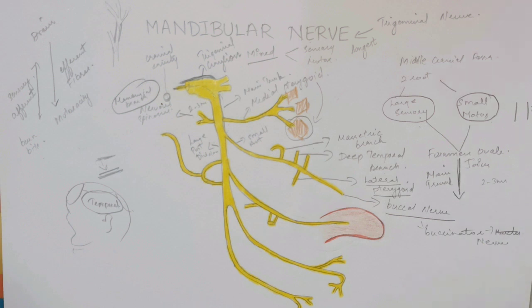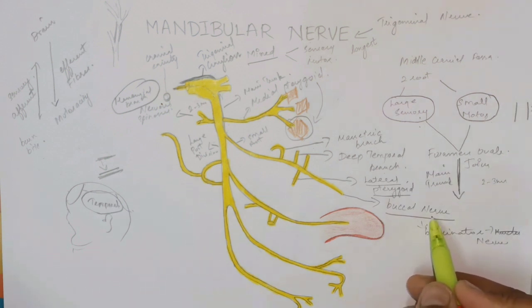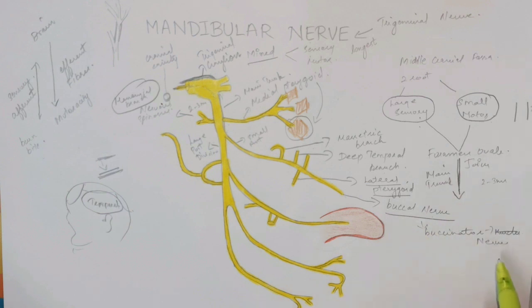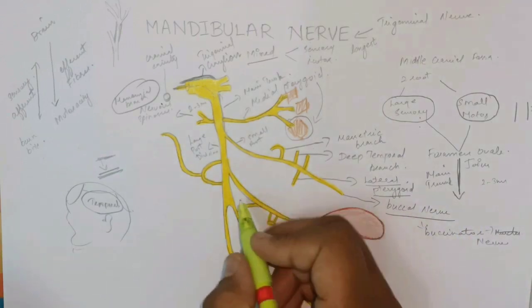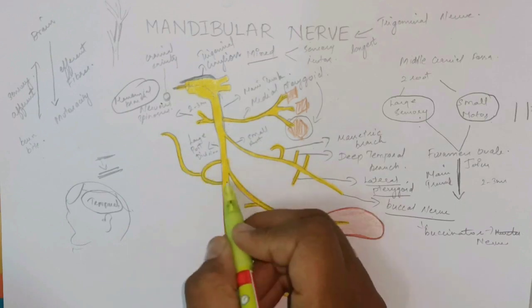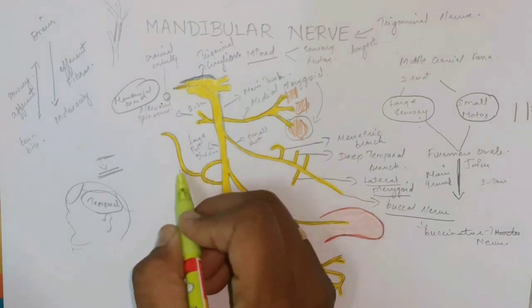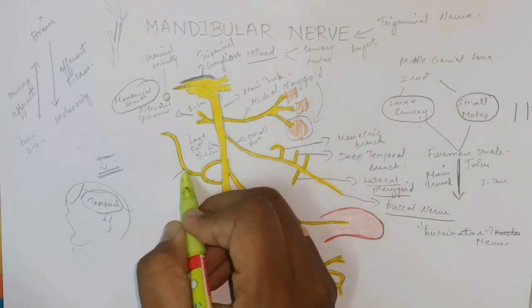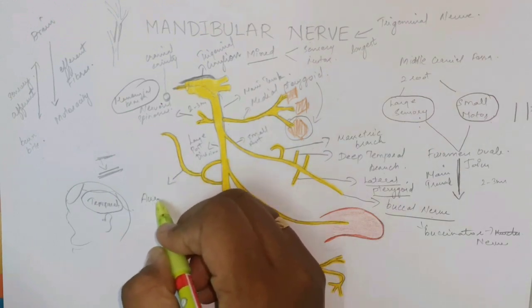As I said earlier, you have an anterior branch. An anterior branch includes 4 branches: the masseteric branch, which supplies the masseter muscle; the deep temporal branch, which supplies the deep temporal area, the area above the ear and earlobe region; the third branch is the lateral pterygoid, which supplies the lateral pterygoid muscles; and the last one is the buccal nerve, also called the buccinator nerve, which supplies the buccinator muscle. And we are going to see the large posterior trunk. In that, the first branch is the auriculotemporal branch.